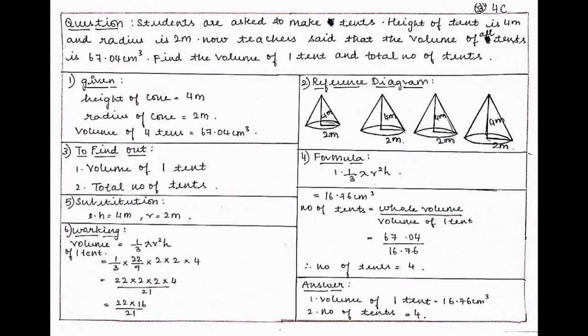Now the formula to find the number of tents is whole volume divided by volume of one tent. So whole volume is 67.04 meter cube and the volume of one tent is 16.76 meter cube. When we divide this, we will get the number of tents is 4. So the final answer is: volume of one tent is 16.76 centimeter cube and the number of tents is 4.